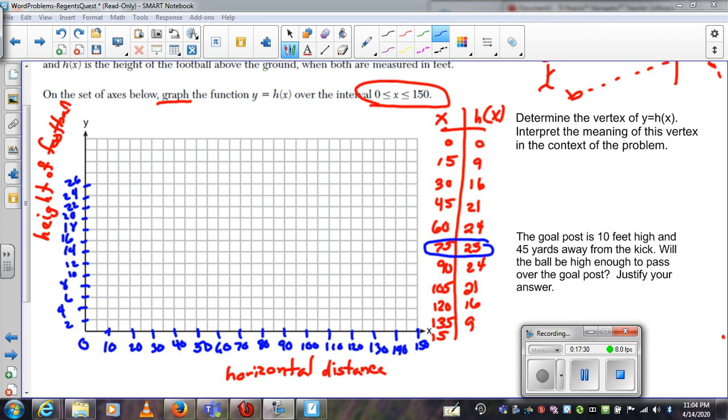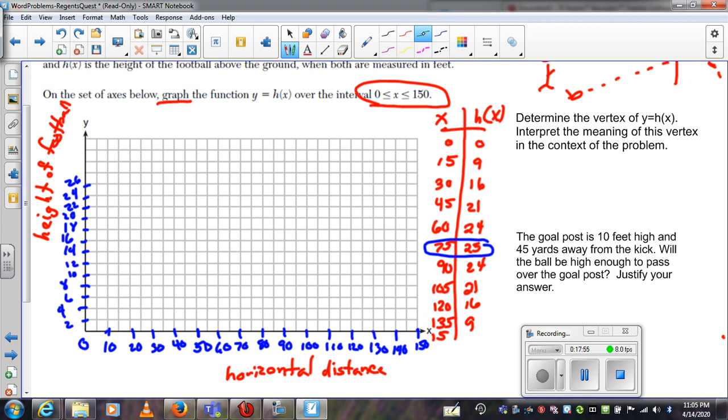Okay, so I have my axes set up and I have my scale. One of the things I noticed is that I probably misspoke when I was talking it through. I think I said that the max height was actually 75. No. The horizontal distance is 75 feet away from the kicker. The max height that the ball reaches is 25. So I've got to be careful when I speak. I noticed that as soon as I was setting up my scale here.